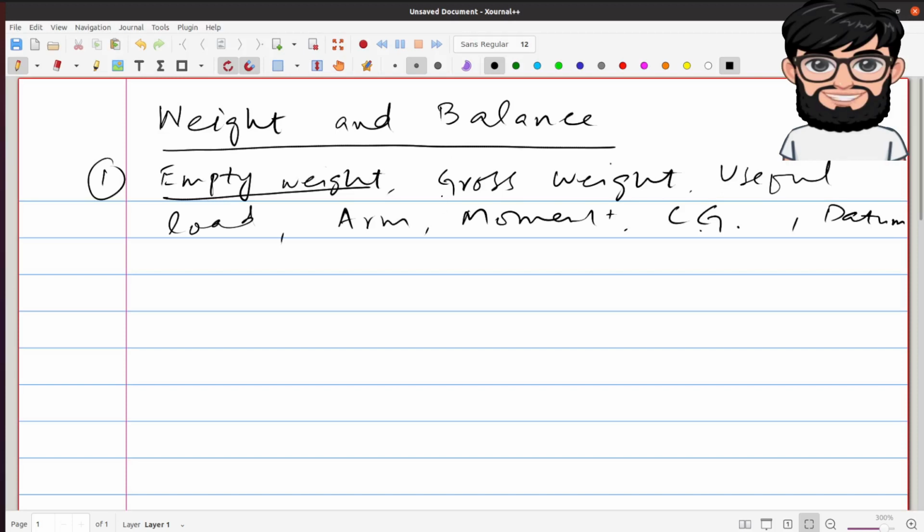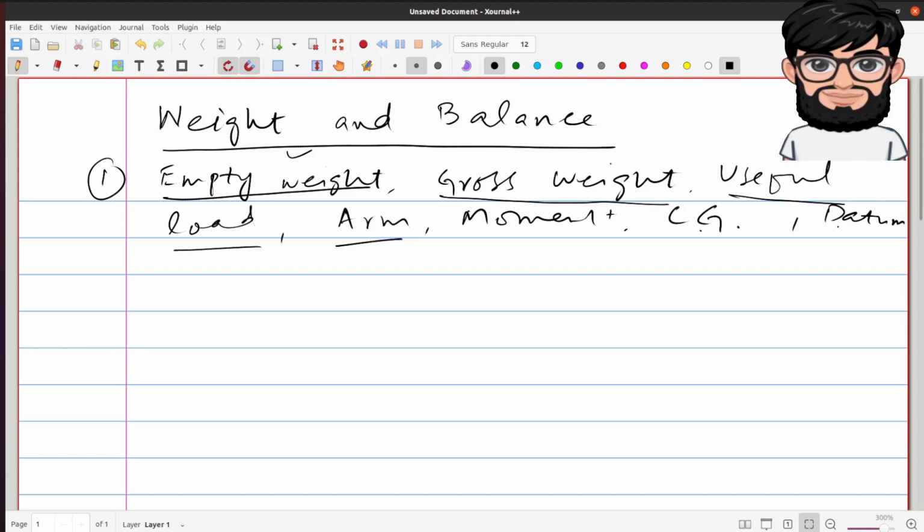The gross weight is the maximum allowable weight of both the airplane and its contents. Basically, the empty weight plus the useful load is going to be equal to the gross weight. The useful load is the weight of the pilot, co-pilot, passengers, baggage, then usable fuel, and also the drainable oil. Everything is considered like the useful load.